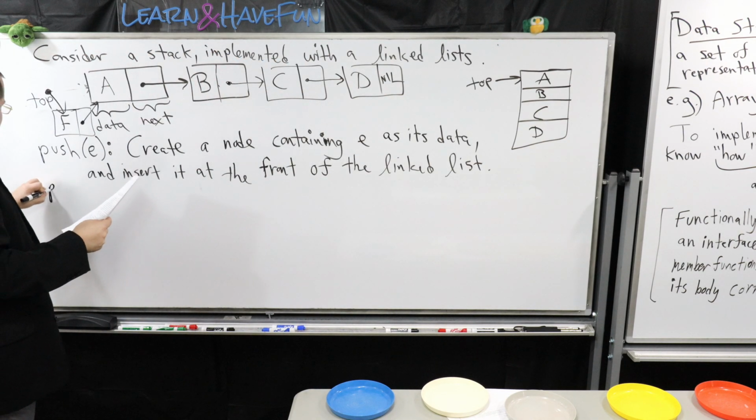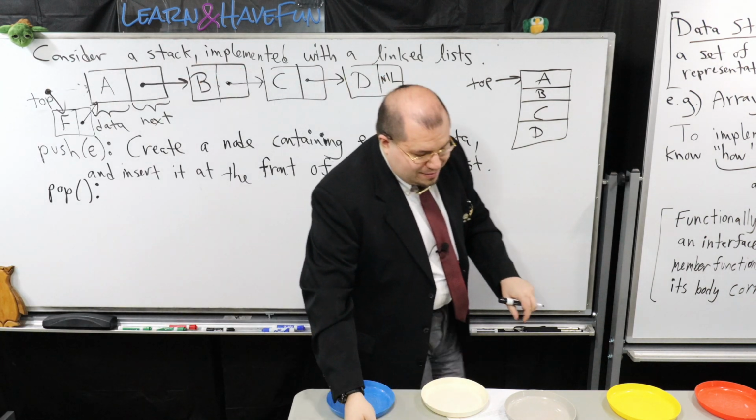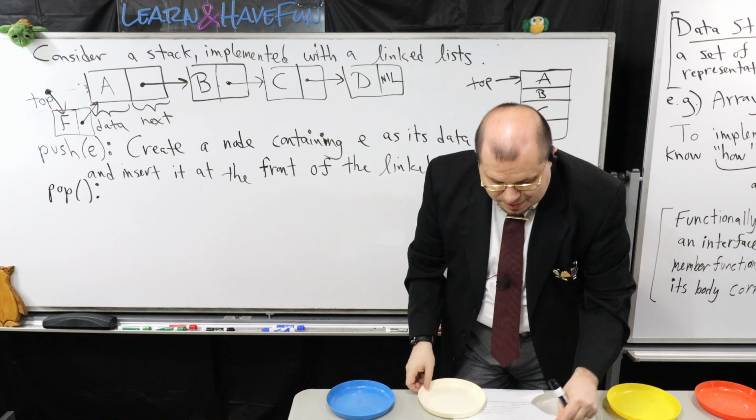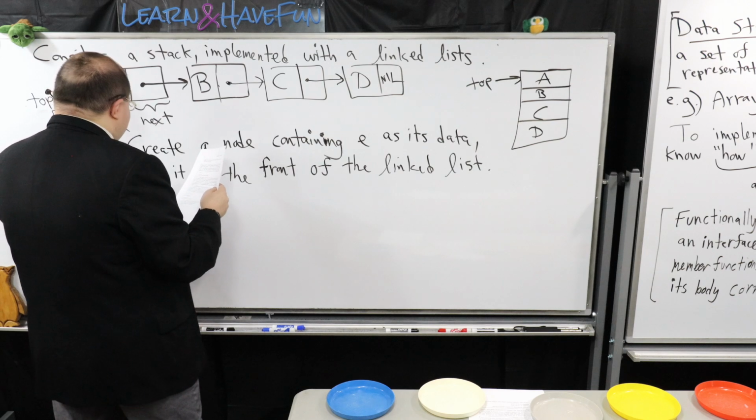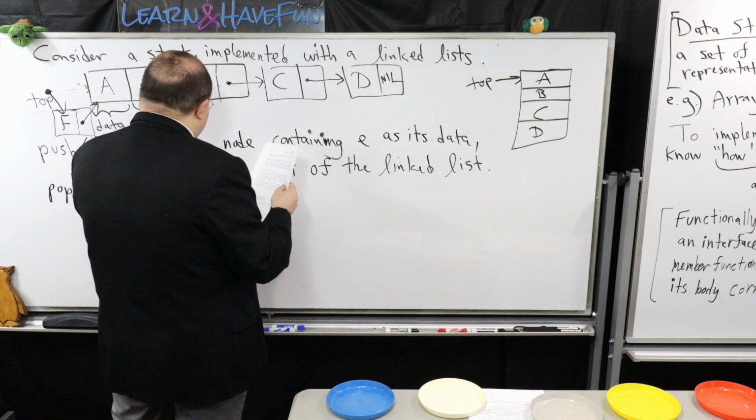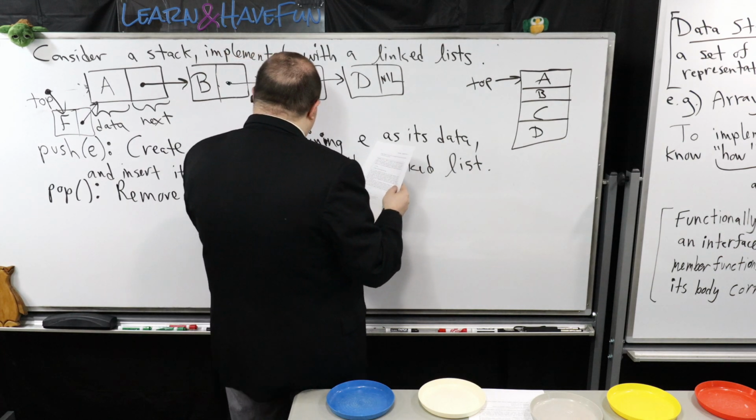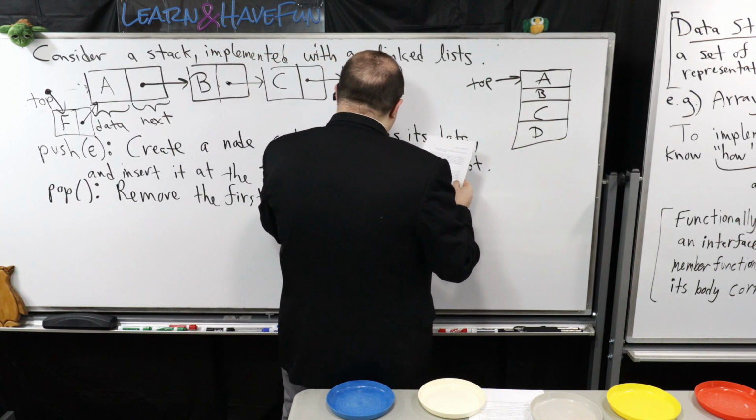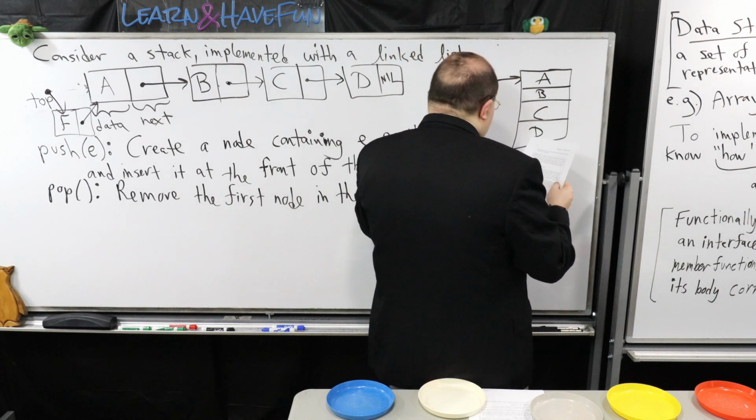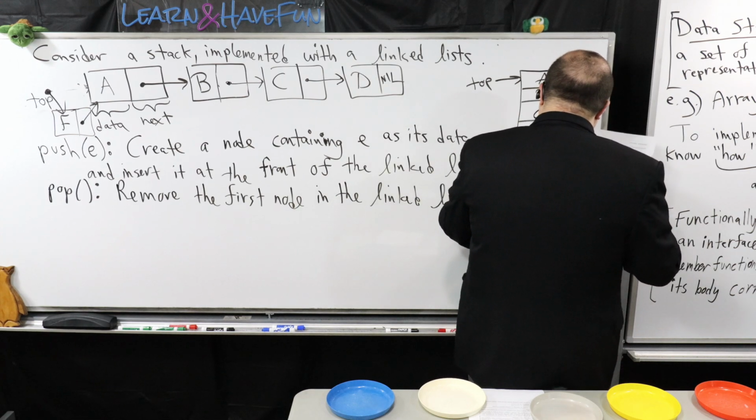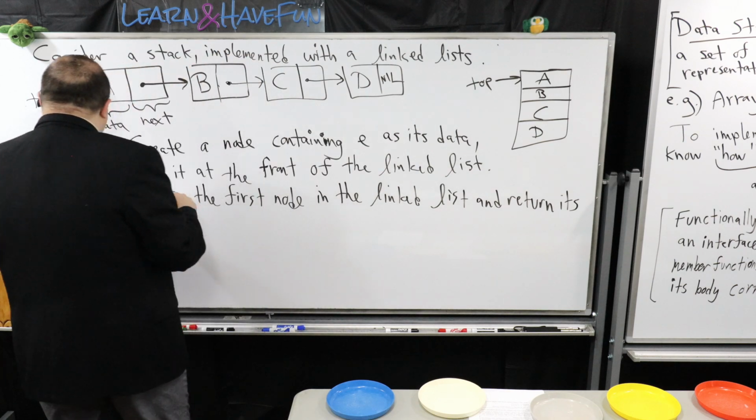So let's talk about pop. Pop is also straightforward. Naturally, we just simply remove the first node in the linked list, and return its data, right? So you're just going to return the data.